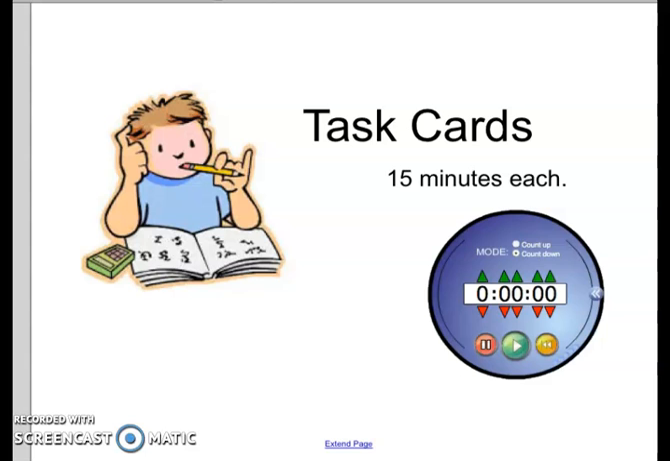So right now, we're going to continue working on bar graphs, and you're going to work on your task cards that can be found on Google Forms.